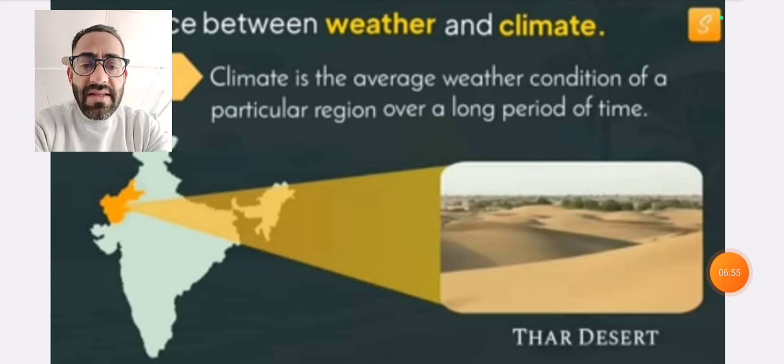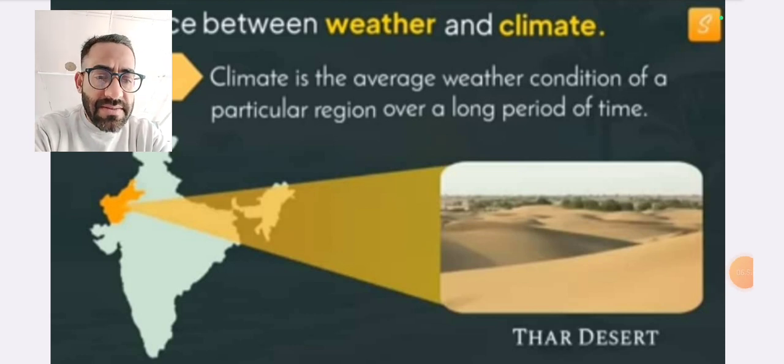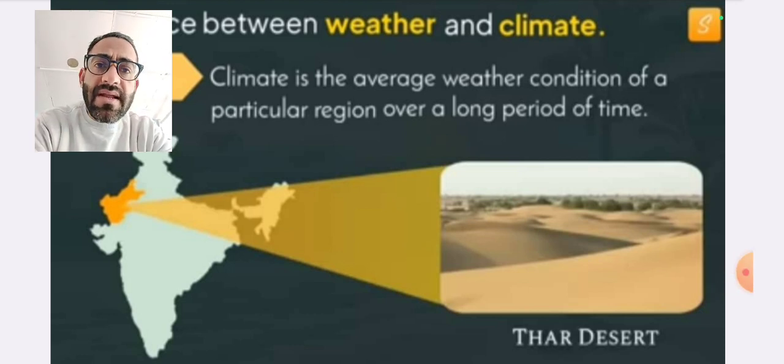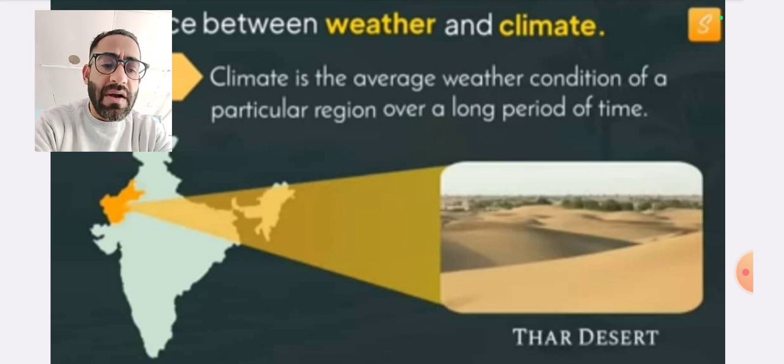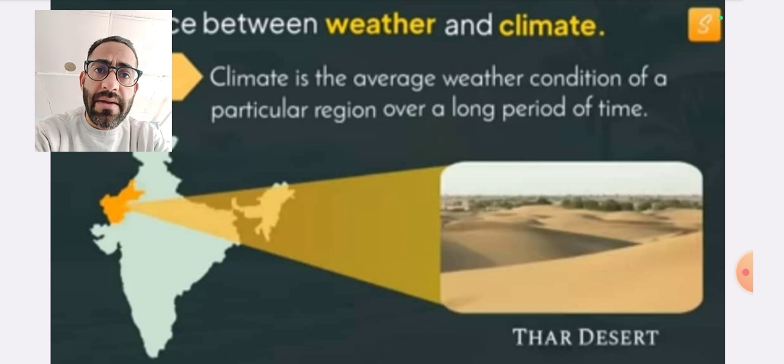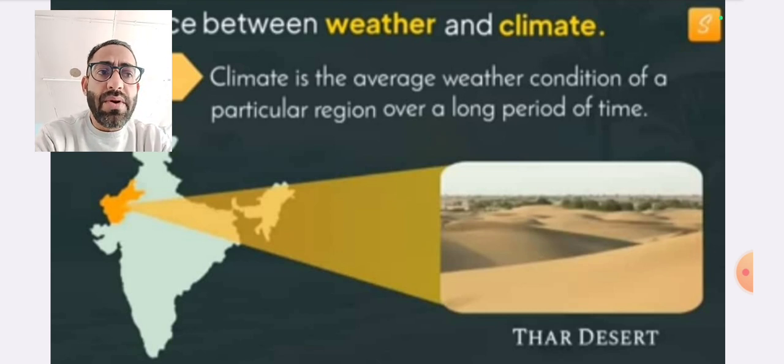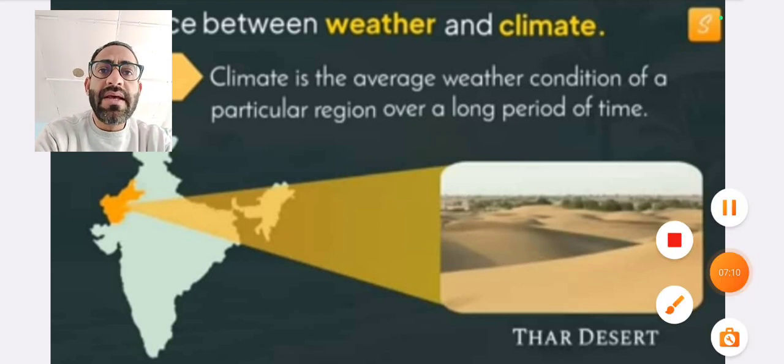So we can call it the climate of Rajasthan because why? Because the climatic conditions here have been very hot for a long period of time, usually more than 40 years. Okay, this is climate.